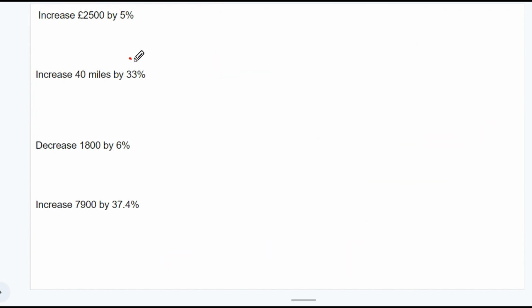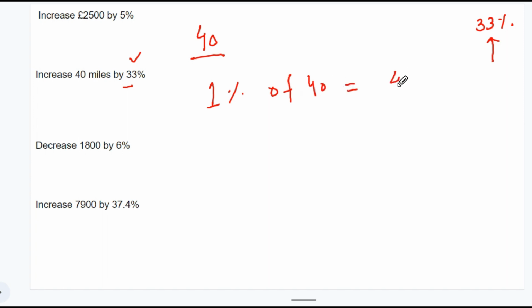Now let's take the other example. Increase 40 miles by 30%. So the original is 40, your number is actually 40. We need to increase it by 33%, right? So again you need to find 1% of 40. 1% of 40 would be equal to 40 divided by 100.